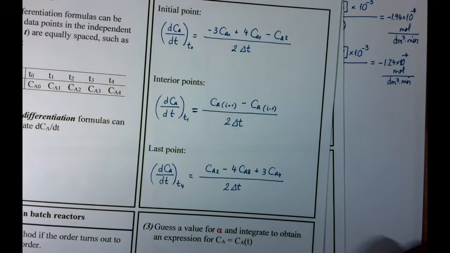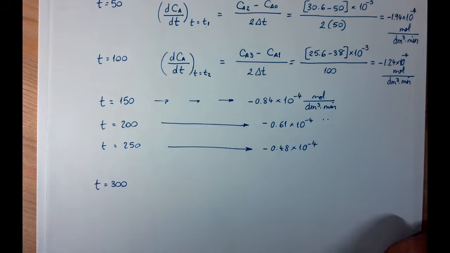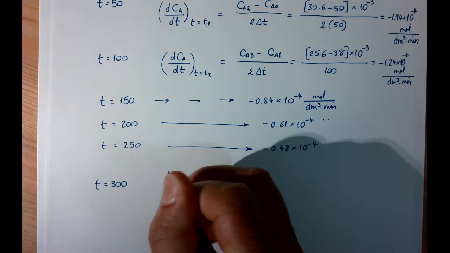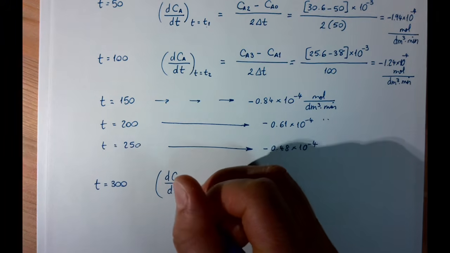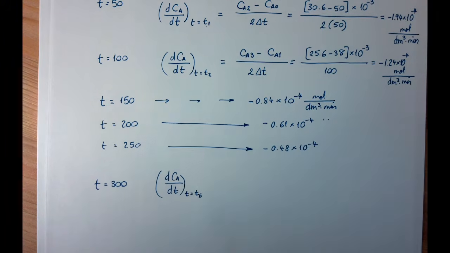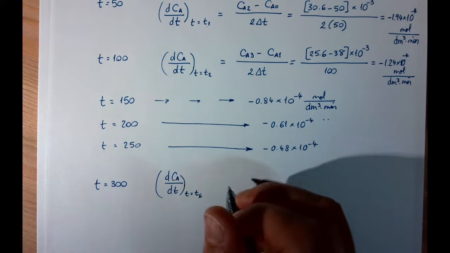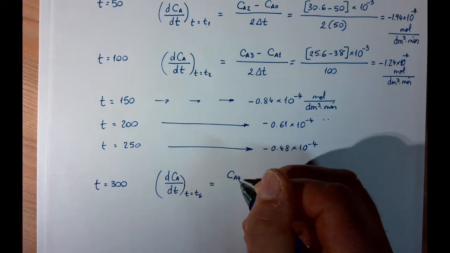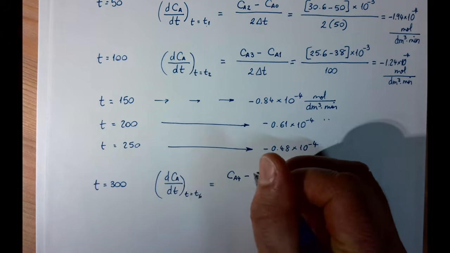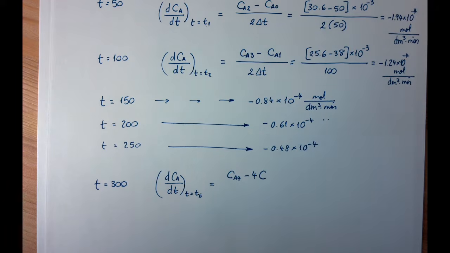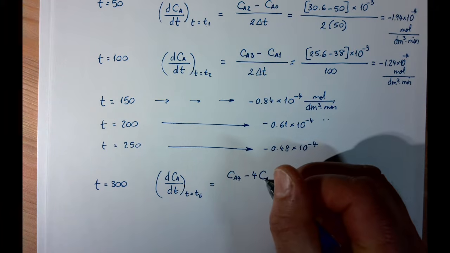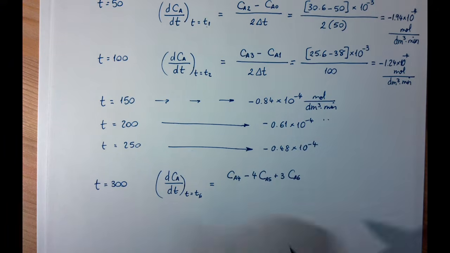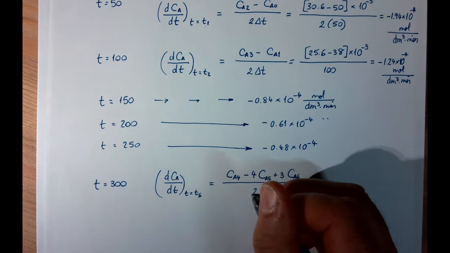In this case, for T300, dCA dt at T equal to T6, we'd have 2 points before it's the concentration at point 4 minus 4 times the concentration of the point right before that point, which is CA5, plus 3 times the concentration of the last point, divided by 2 times delta T.